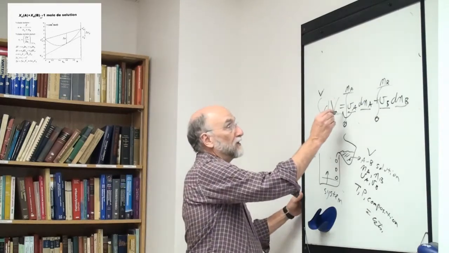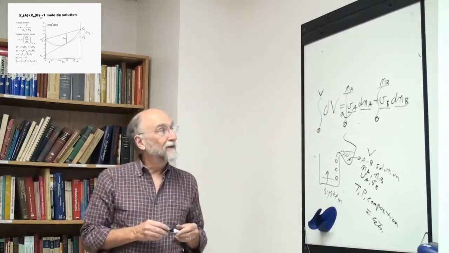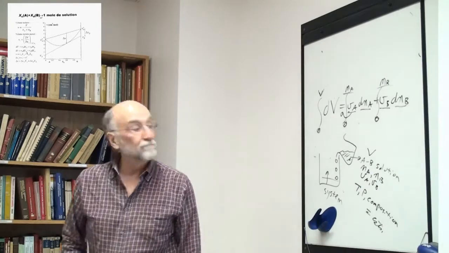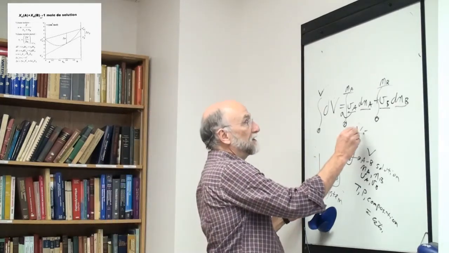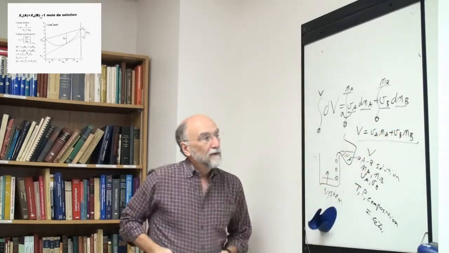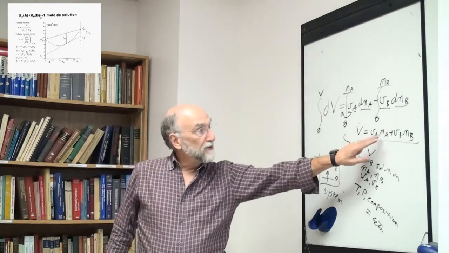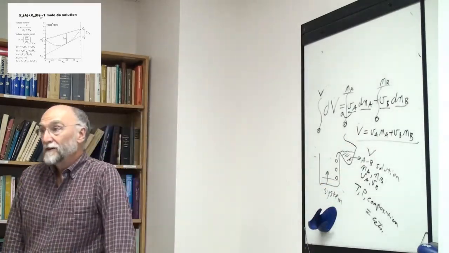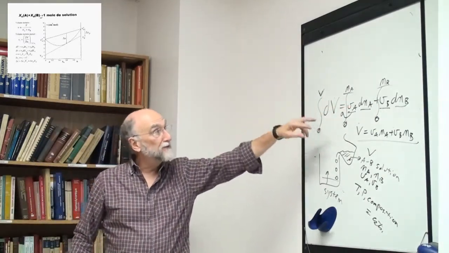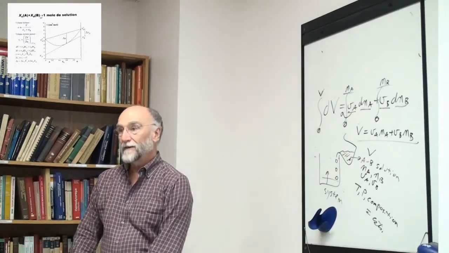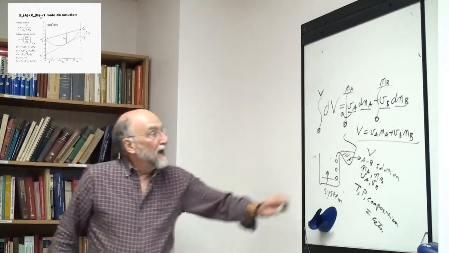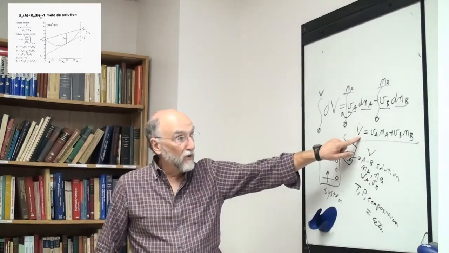So I can take the molar volumes outside the integral signs, and then integrating this with the molar volumes outside the integral sign gives me that. So I get V equals VA NA plus VB NB. So the total volume is equal to the weighted sum of the partial molar volumes, by integrating the differential equation, because the partial molar volumes are constant, intensive properties.